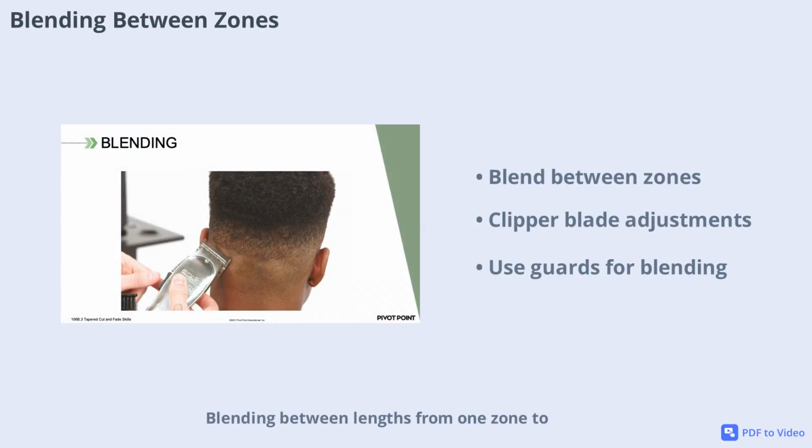Blending between lengths from one zone to another is essential for a cohesive fade. Opening and closing clipper blades along with using various guards helps achieve further blending. Carefully chosen blending techniques ensure the fade transitions smoothly and maintains balance throughout the haircut.